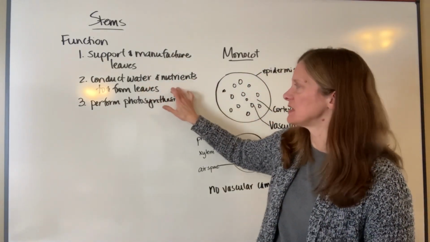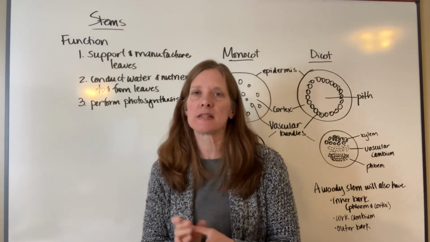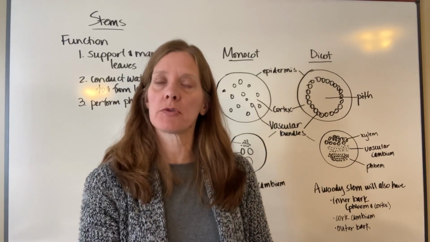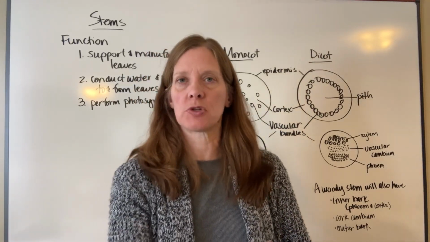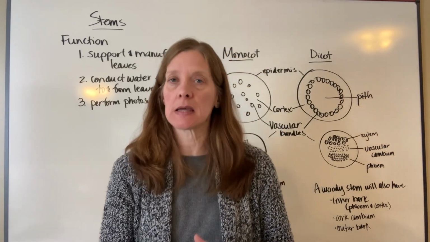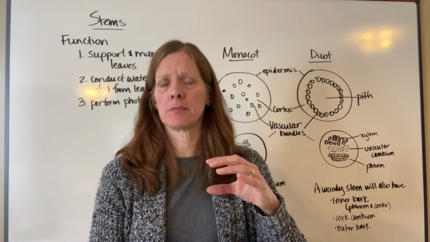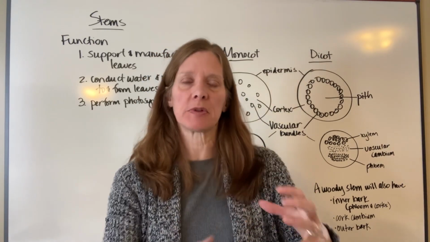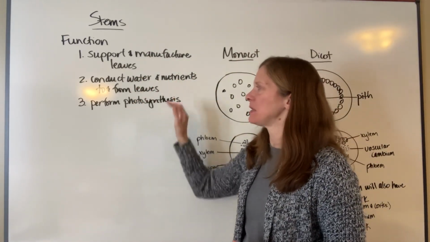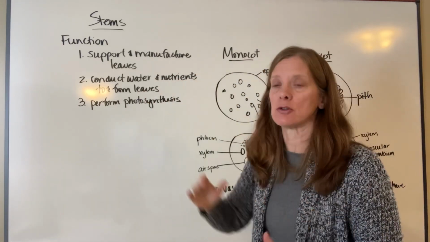The second function is that they're going to conduct water and nutrients to and from the leaves. We said in the previous video that the roots are the ones that are going to be absorbing all of the water and the nutrients, and so they've got to be able to get up to the leaves. The leaves can't perform photosynthesis without water. And then again, once the leaves have produced all of the food, it's got to be able to get to the other parts of the plant as well, including the roots. And so everything is going to have to be conducted back and forth between the roots and the leaves. And so the stems are right in between and they can do all of that.